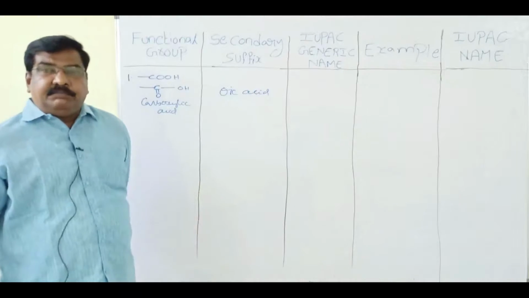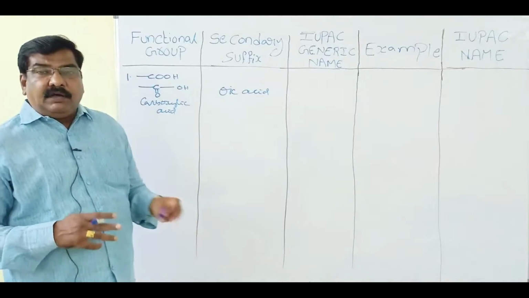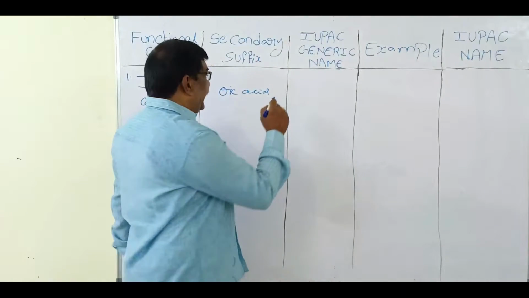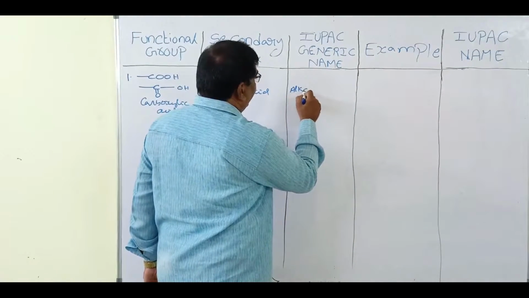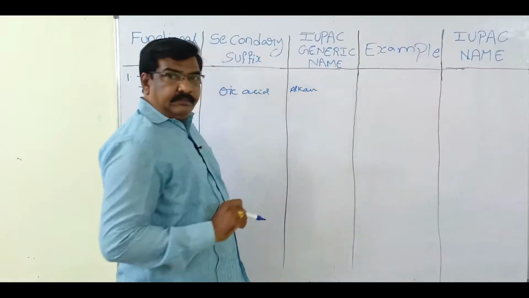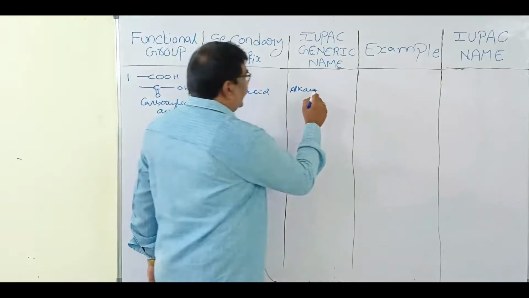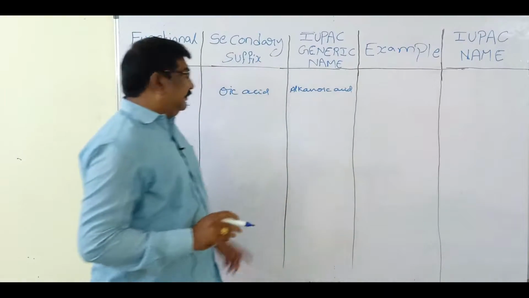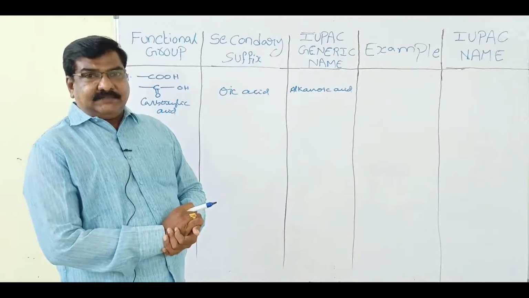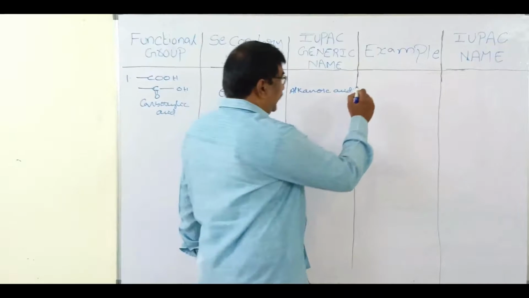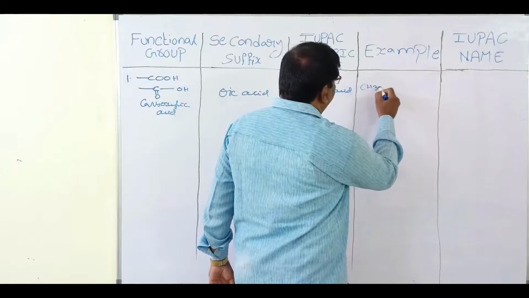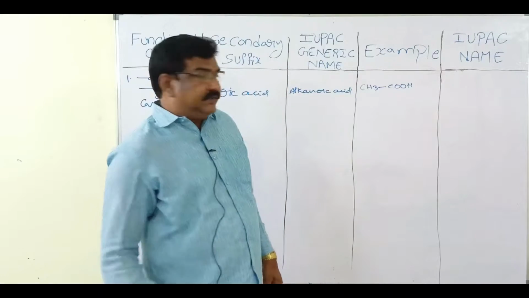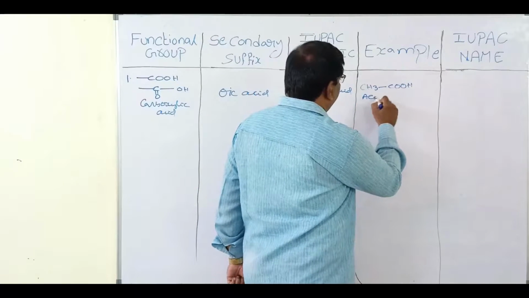All organic compounds are supposed to derive from alkanes. You know the spelling of alkane, A-L-K-A-N-E. Remove E and write oic acid. Now it is alkanoic acid. Look at this example, CH3COOH. It is commonly known as acetic acid.